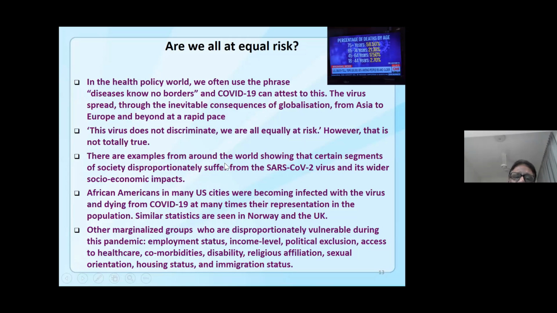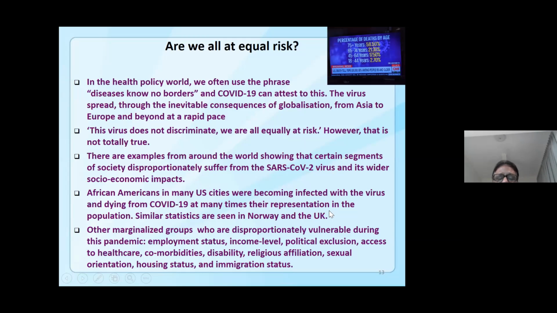There are examples from around the world showing that certain segments of society disproportionately suffer from the SARS-CoV-2 virus and its wider socio-economic impacts. In the USA, African Americans in many US cities are becoming infected with the virus and dying from COVID-19.